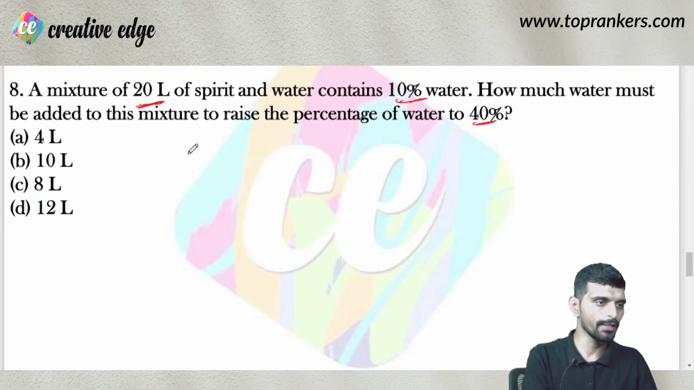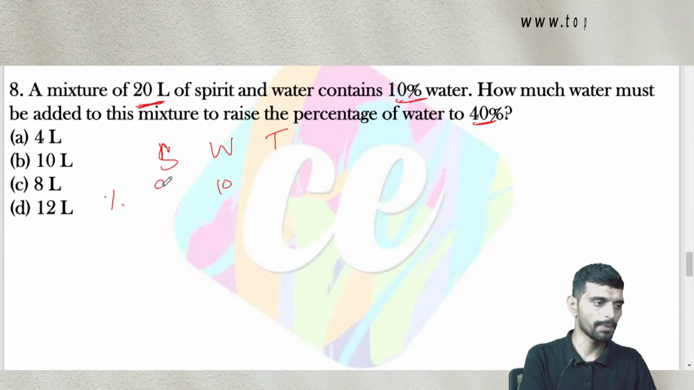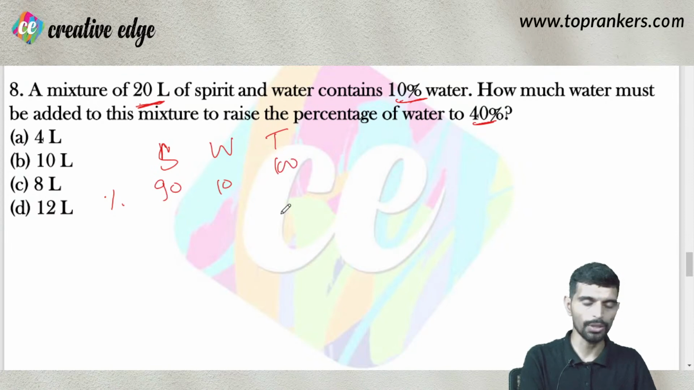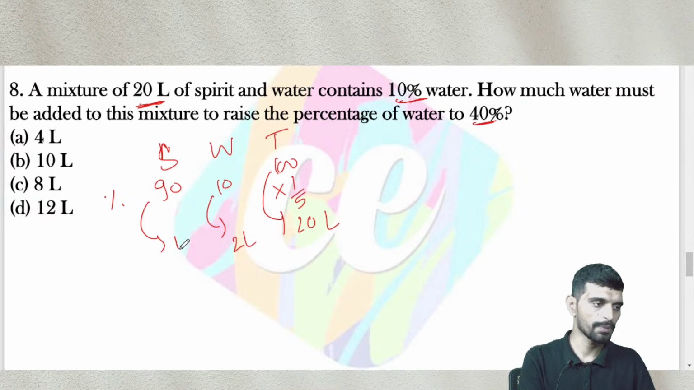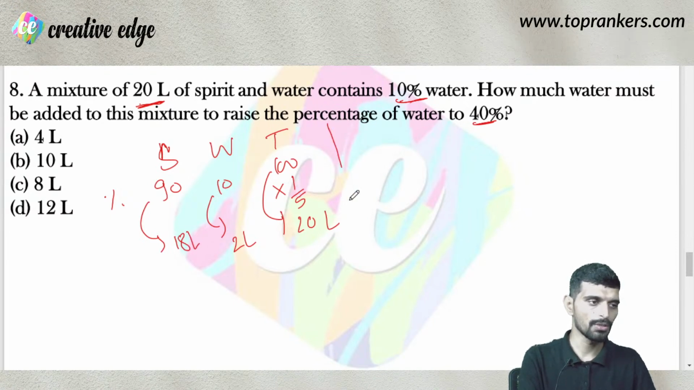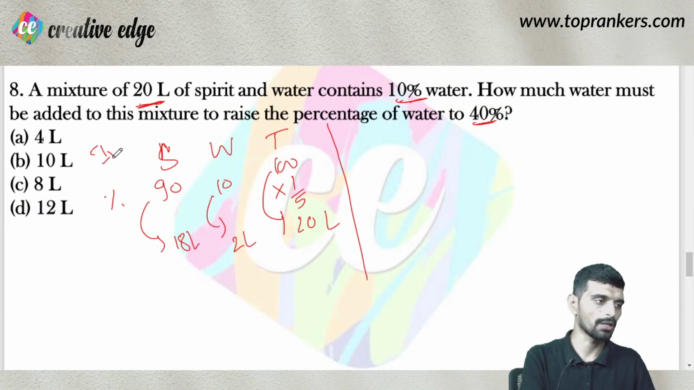So initially, if water is 10%, then as with milk earlier, here it is spirit and water and total. So if water content is 10%, spirit content must be 90% in a total of 100%, right? But this 100% is nothing but equal to 20 liters. So the multiplier is 1 by 5. So the content of water is 2 liters and the content of spirit is 18 liters. So this is the initial.